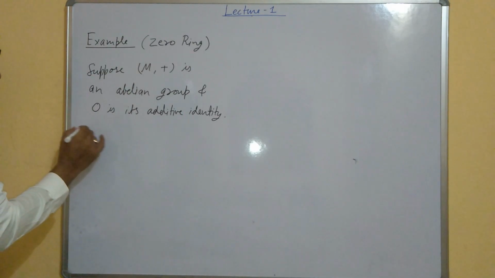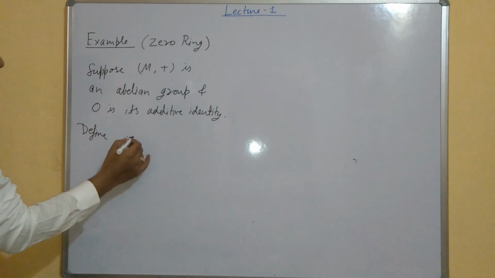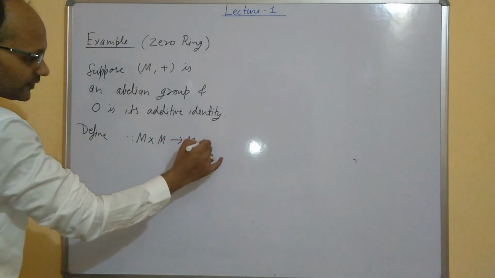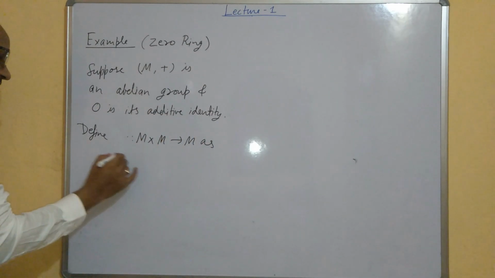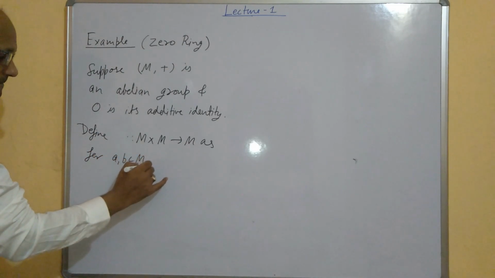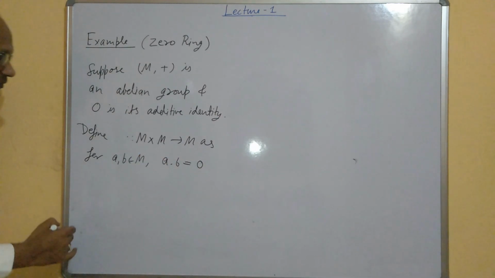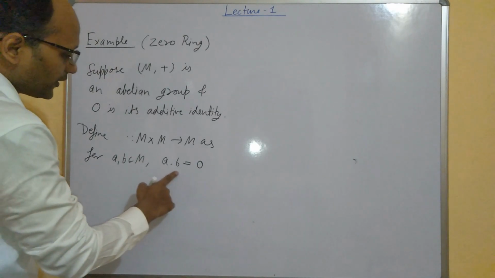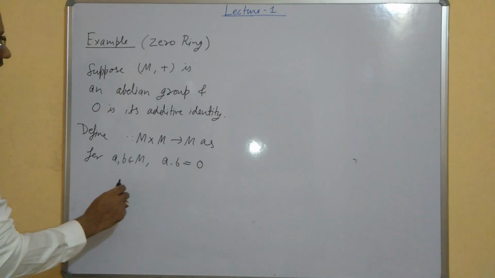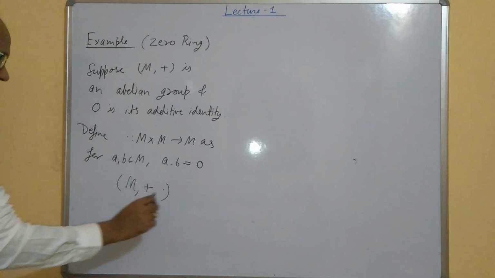Now we can define an operation dot from M cross M to M as, for a, b in M, a dot b is equal to 0. So the product of any two elements is 0. Now it is not hard to check that M with plus and with respect to this dot is a ring.